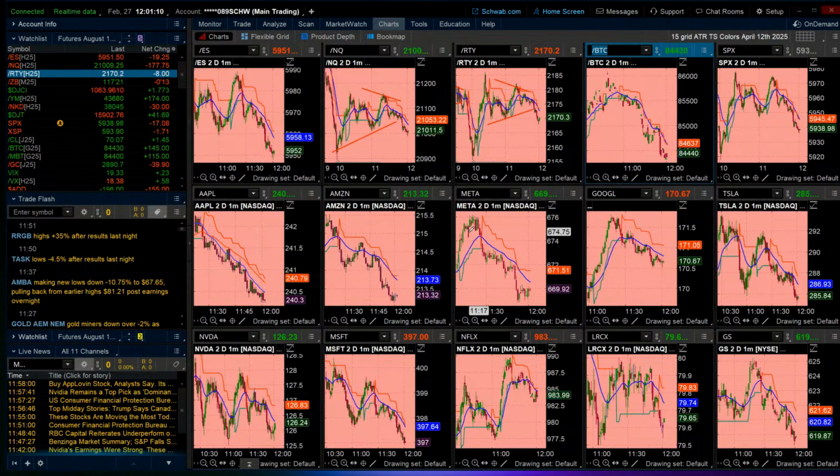Amazon, we have a butterfly for tomorrow. We hope it stays right here. Meta, we have a butterfly for March. We want it to stay right, go down. Lam Research, we want it to sit here for next week. And that's where we are.